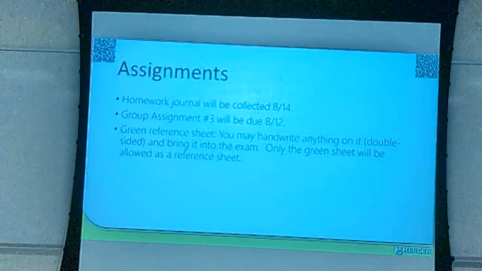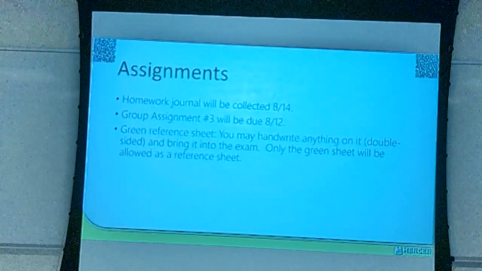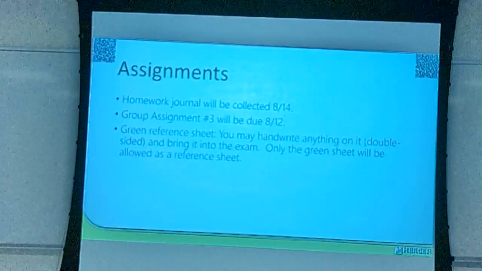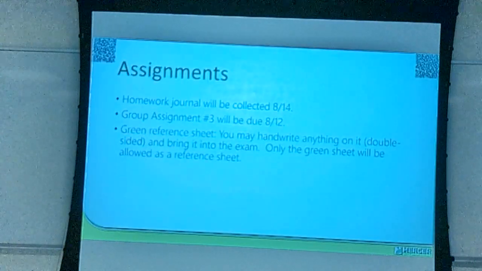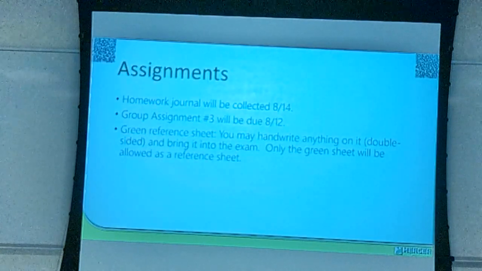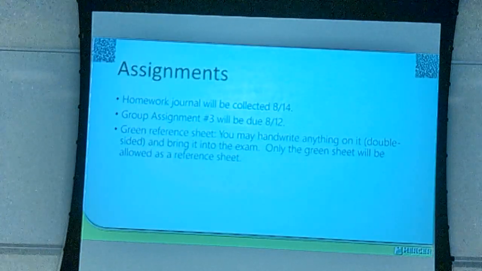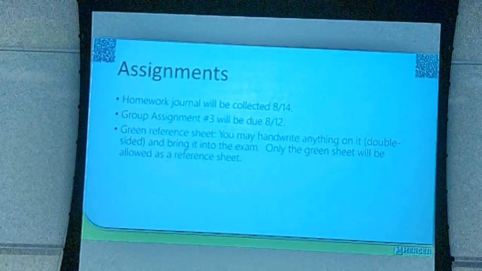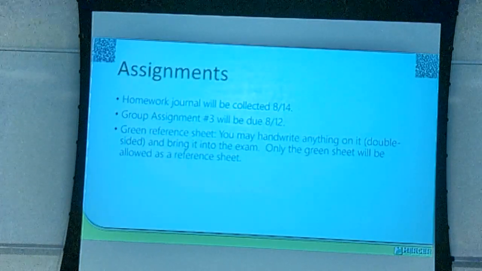Alright, so don't forget your homework journal. Final collection is the 14th, that's the day of the final. Final group assignment is due the 12th, which is coming up quickly. I just wrote that week's stuff for Blackboard. And start thinking about your green reference sheet for exam 3.